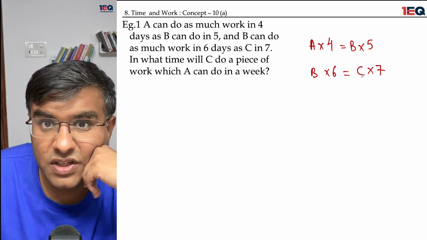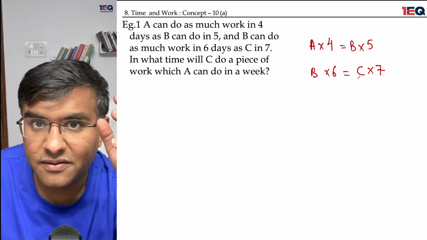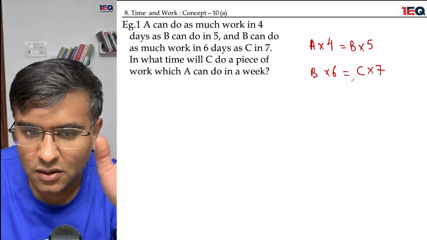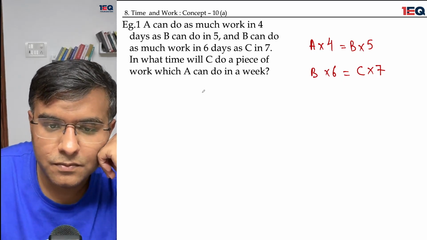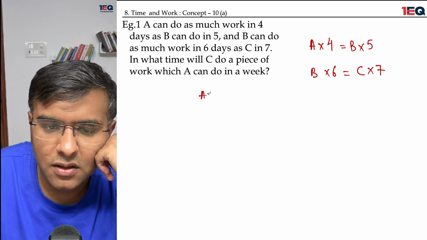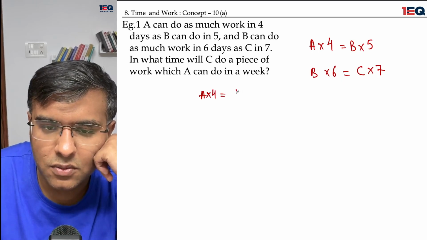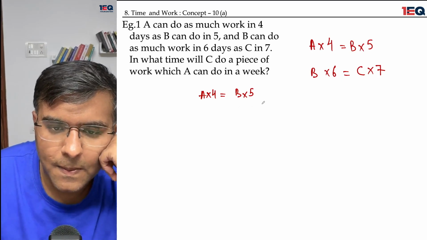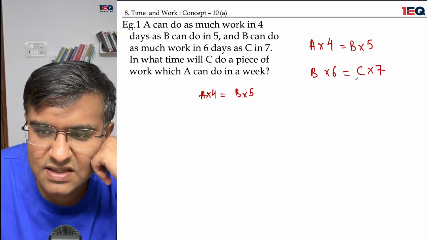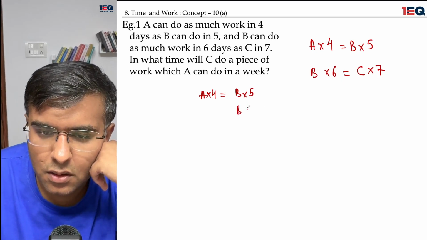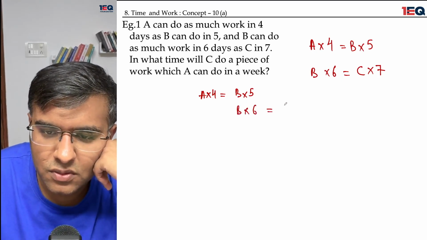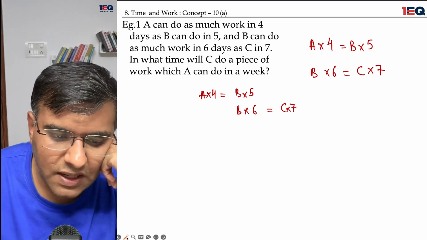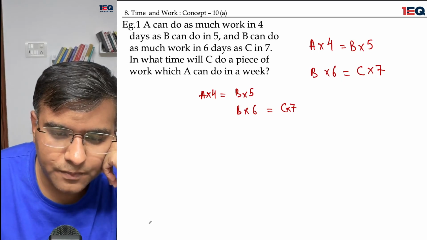So we are going to now work on relative quantities. See how I'll do it. Okay. So A's 4 days work is equal to B's 5 days work, and B's 6 days work is equal to C's 7 days work. See how smartly we'll play now.